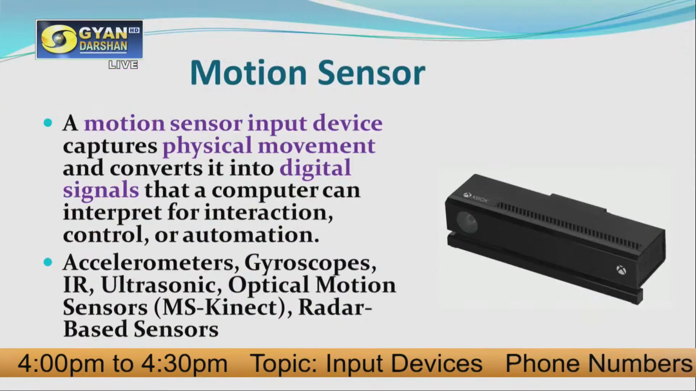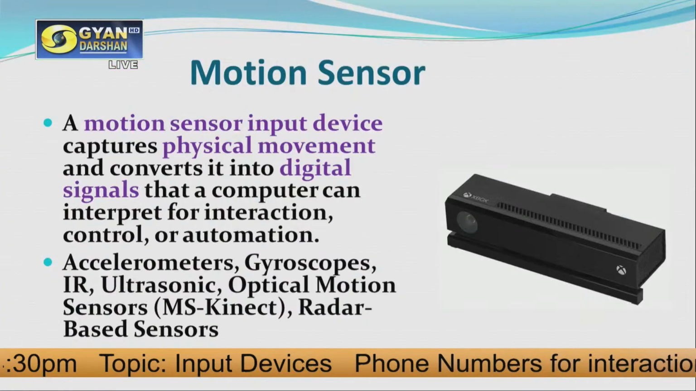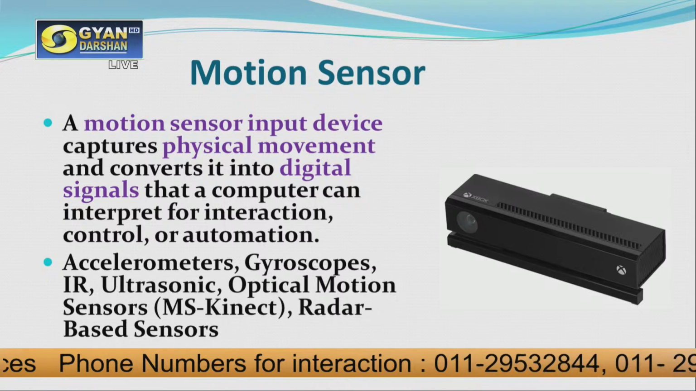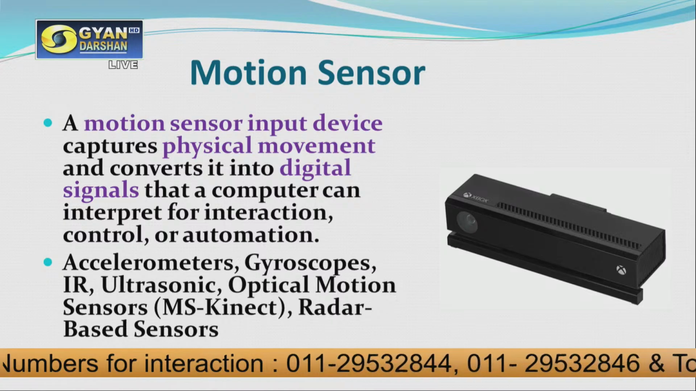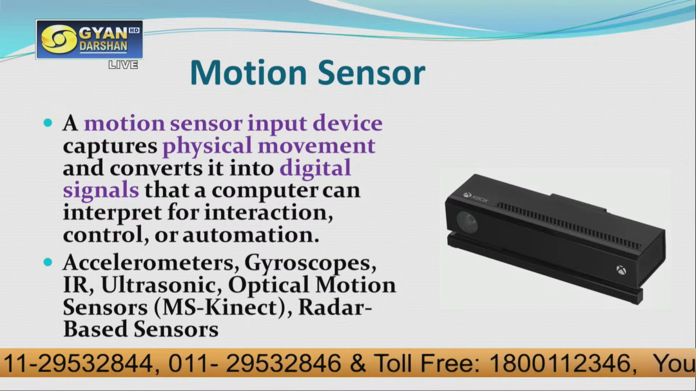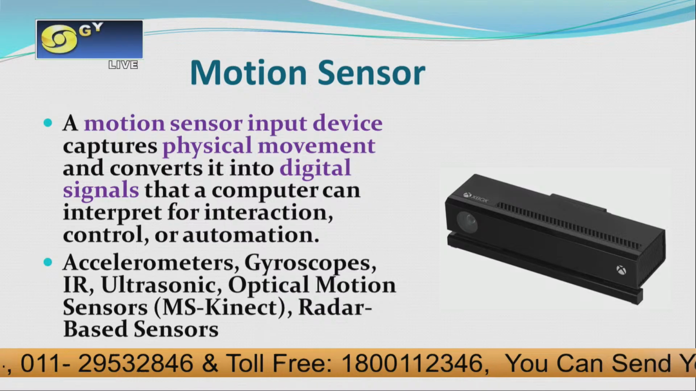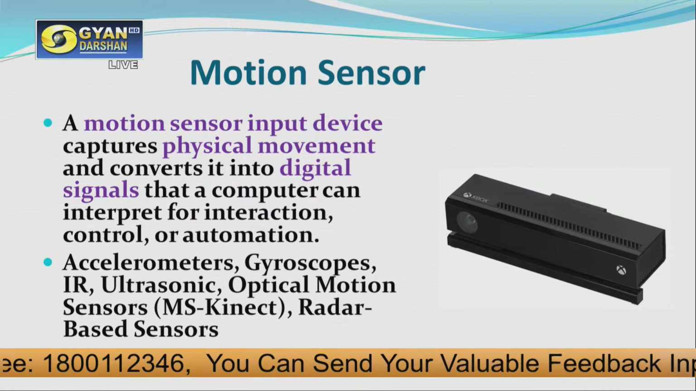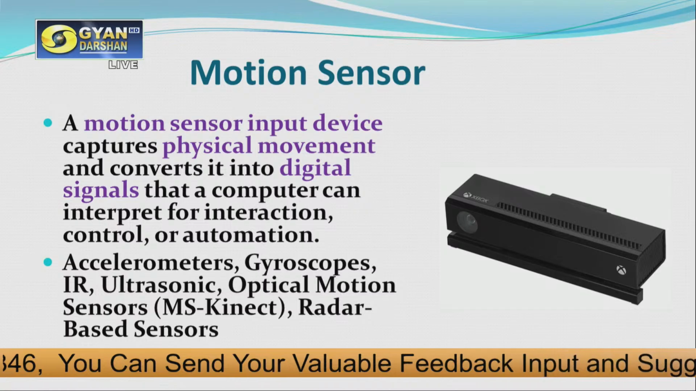These particular styluses are being used and stored onto the system. There is another device which is very helpful for capturing physical movement and converting it into a digital signal, and that input device is called the motion sensor. This motion sensor can give signals to the computer, which can be used for interaction, control, or automation.